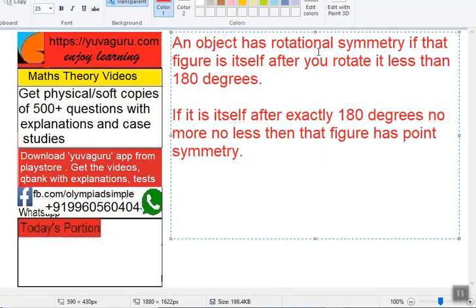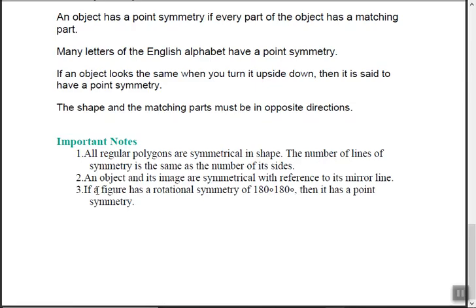See this, an object has rotational symmetry if that figure is itself, after you rotate it, less than 180 degrees. This doesn't come in the exam for your level, but if you can, you must remember this. Means there is a comma in between: if itself, after you rotate it, again comma, less than 180 degrees. Now if it is itself after exactly 180 degrees, no more, no less, then that figure has point symmetry. It means basically this third line: if a figure has rotational symmetry of 180 degrees, then it has point symmetry.